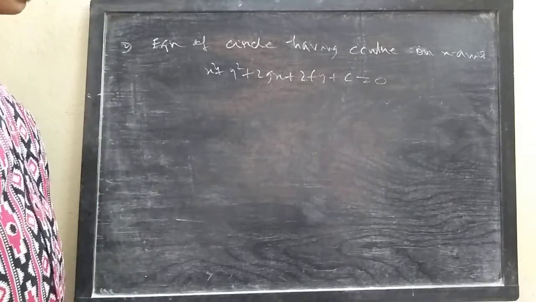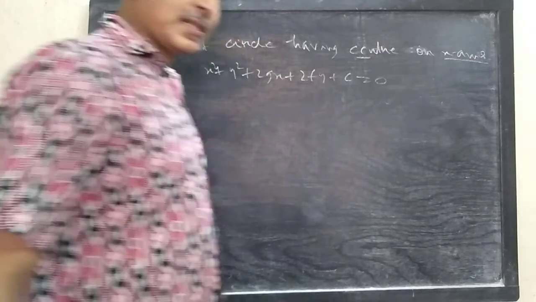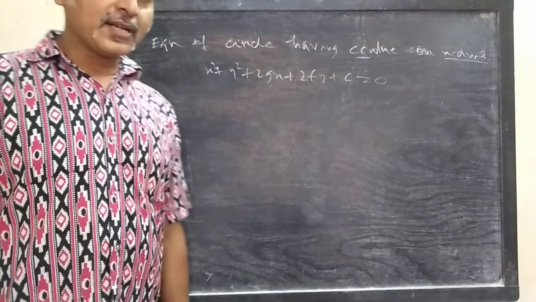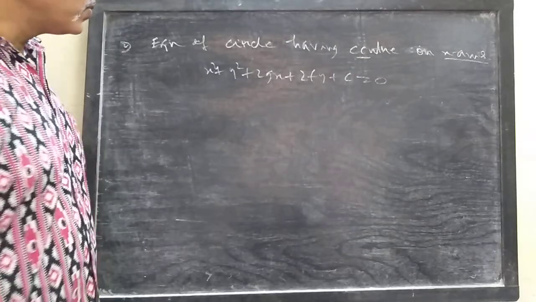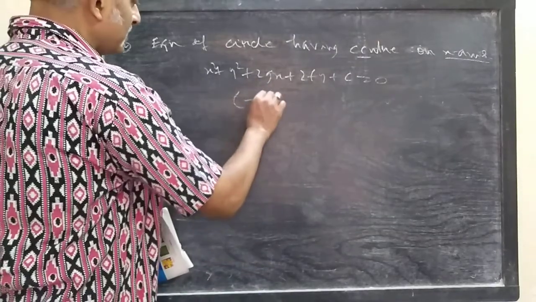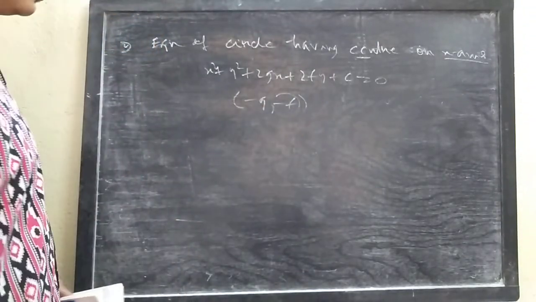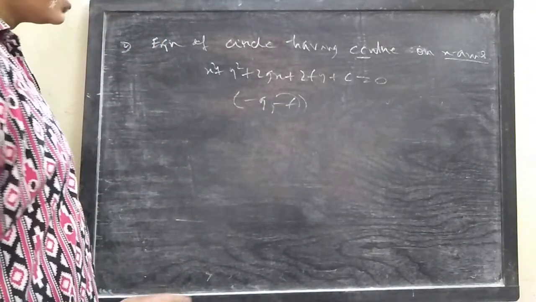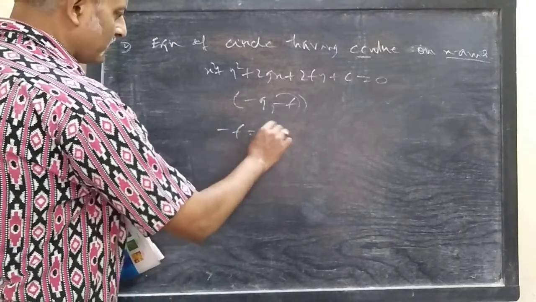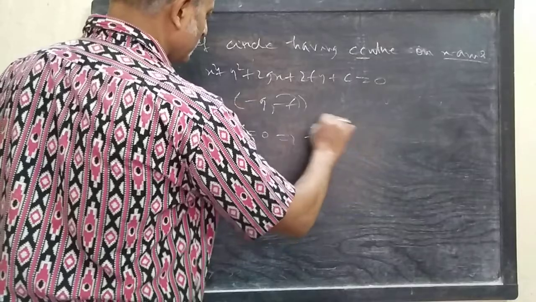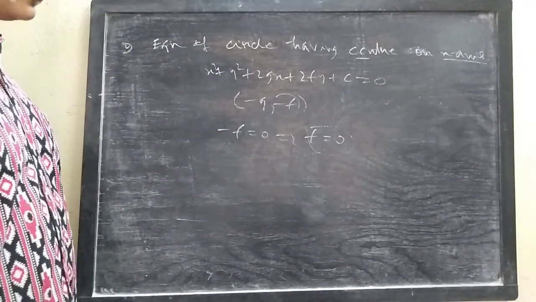Now, when center lies on x-axis, we know all the points lying on x-axis have their ordinate 0. So ordinate of the center must vanish. We know coordinates of its center is minus g, minus f. What is its ordinate? Its ordinate is minus f. So when center of the circle lies on x-axis, then ordinate of the center must be 0. That is minus f equals 0, that is f equals 0. This is the condition for this circle having center on x-axis.